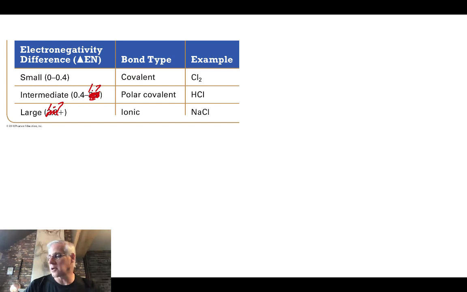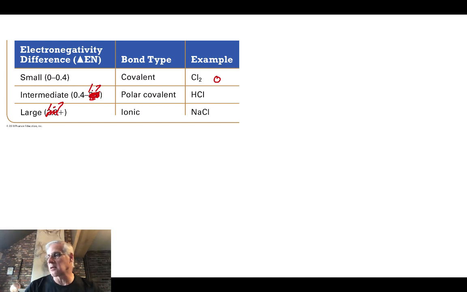Okay, so examples where the electronegativity difference is very small is when you have the exact same two atoms bonded together, so a chlorine molecule, Cl2. The difference in electronegativity there would be 0 because the two atoms are exactly the same. So you can think of it as a tug-of-war. They pull with the exact same strength.